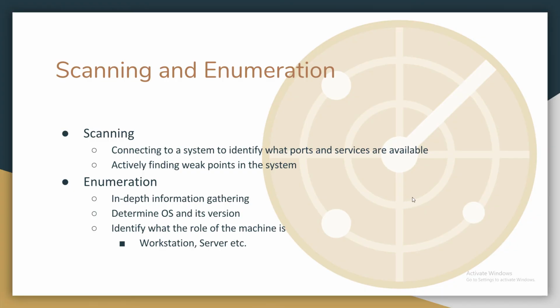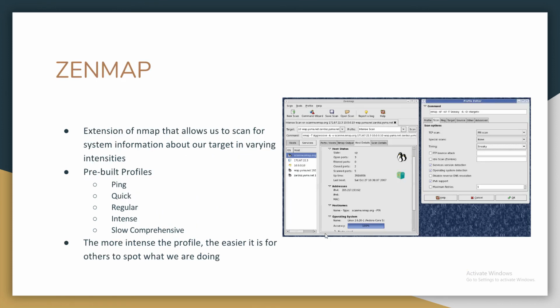So for the scanning and enumeration phase, this is the part where we actually start making contact with the servers that we're thinking about attacking. And this is where we're really prodding for all those weak points and finding out more information about the OSs and versions related to those ports that we're accessing. For this, we can use a tool called ZenMap, which is a user interface that's built upon the Nmap tool, which is probably one of the more popular tools for scanning for system information.